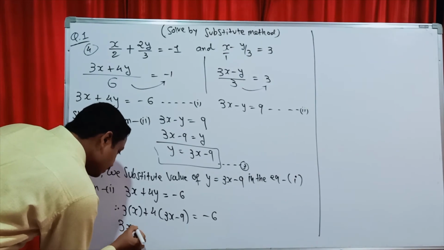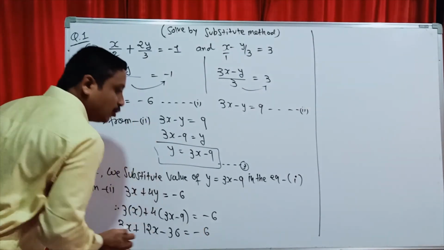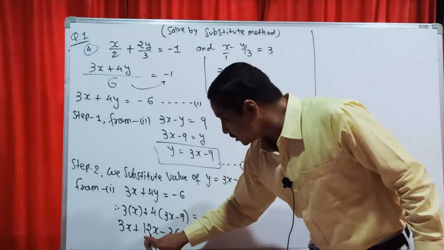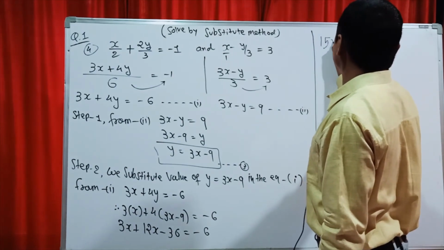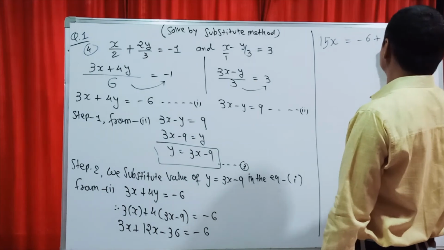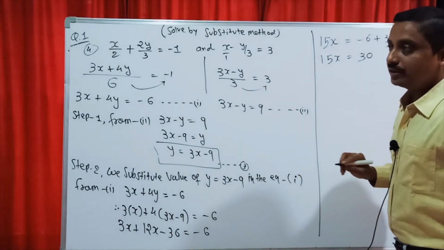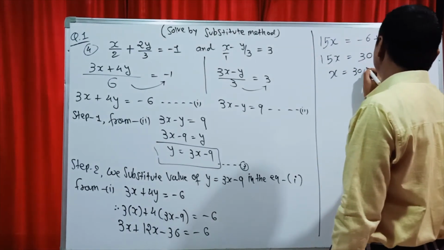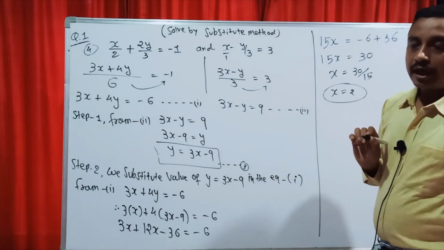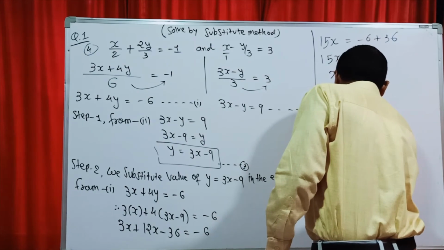So just calculate, and you easily get the value for x. So here 3x, 4 3s are 12, 9 4s are 36, and is equal to minus 6. Now like terms 3x and 12x make 15x, other side minus 6 plus 36, and how much is it? Yes, it is 30 only. So x is 30 by 15, which is only and only 2. And after that, step 2 done, students, I go to step 3.